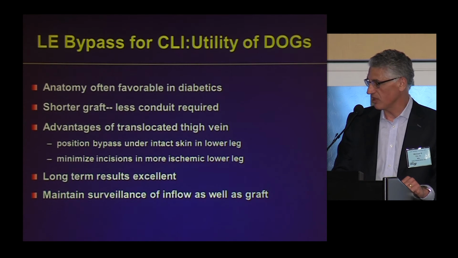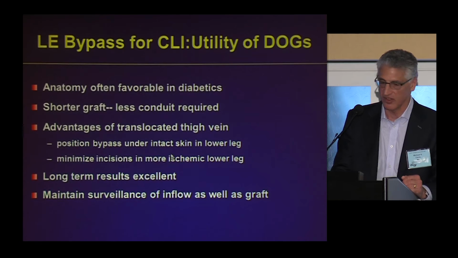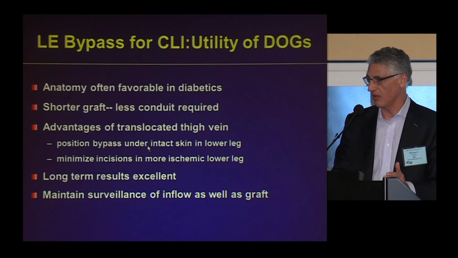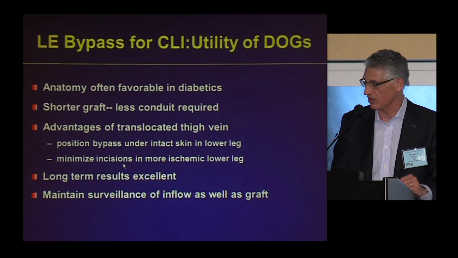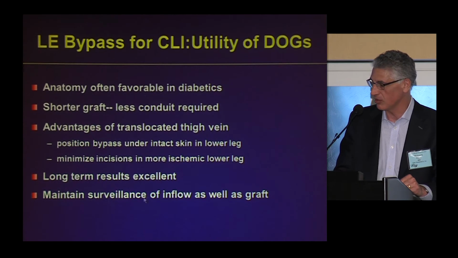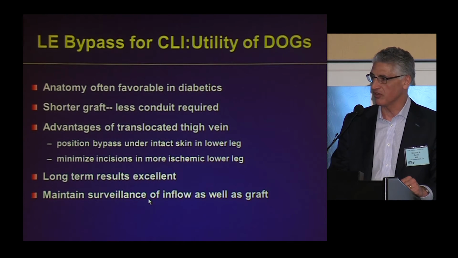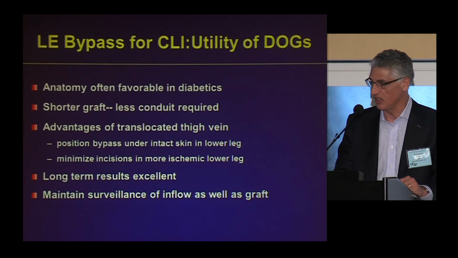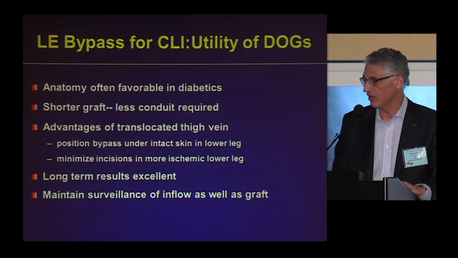Distal origin grafts, as I mentioned, may give you an opportunity to use a shorter conduit. You can take the vein from the thigh, where the skin is usually better, and translocate it down the leg and start at the mid or distal SFA or popliteal. The long-term results are excellent, but when you surveil these patients, don't just surveil the graft. Make sure you keep an eye on that proximal artery, because progression of disease in the SFA can take the graft down.